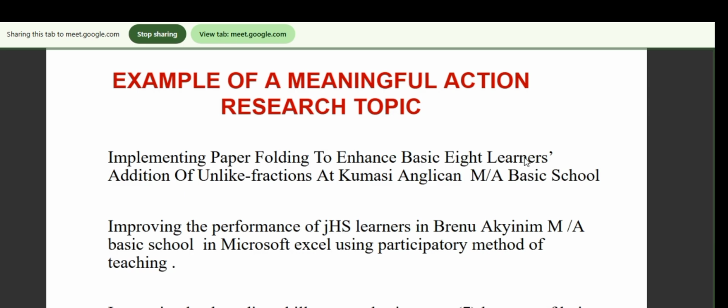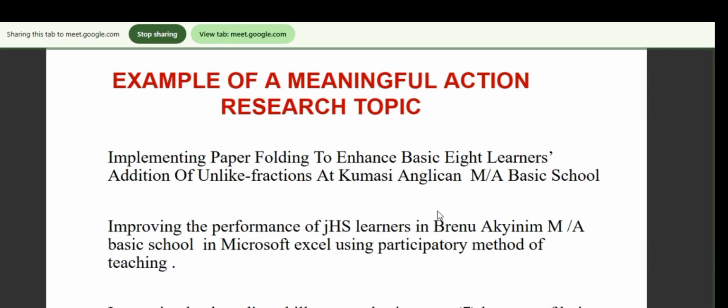When I talked of the specialization aspect, the problem in the curriculum, you have to gather evidence. I can show you some of the evidence that I did. It can be a test or something. Then look at the participants involved. The basic 8 learners are here. Then also we move ahead to look at the intervention: I'm using the paper folding method as my intervention.